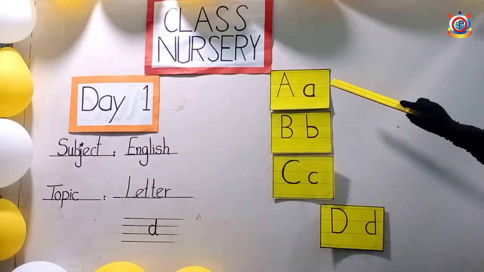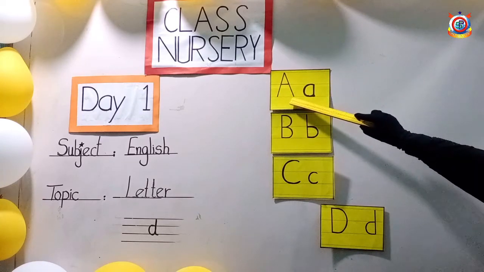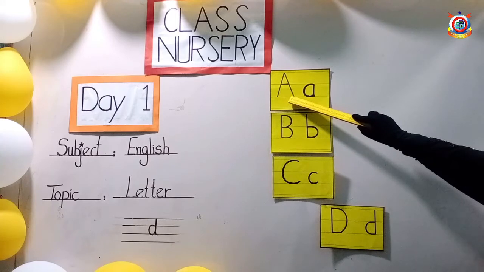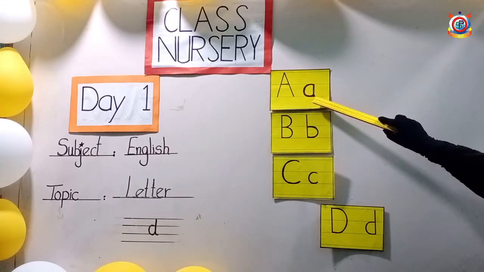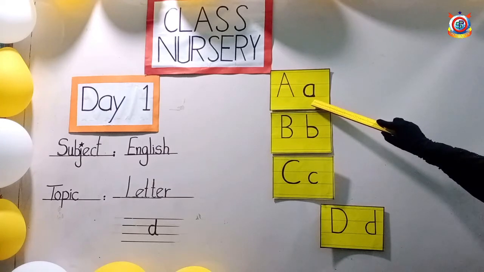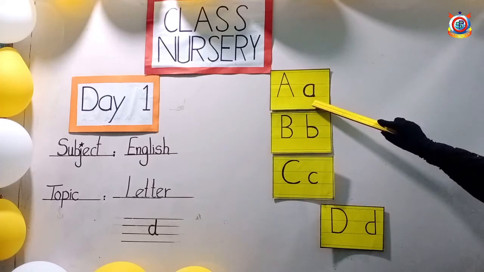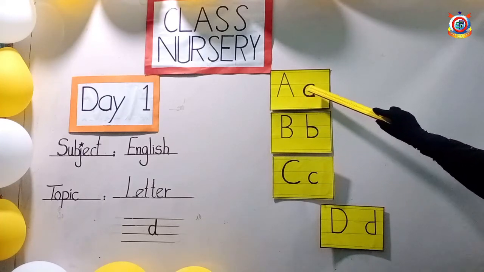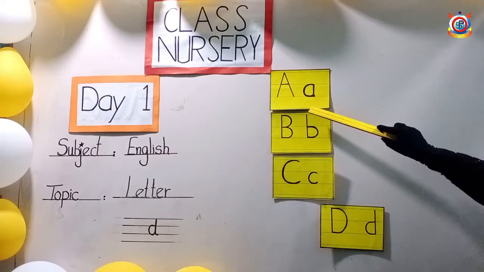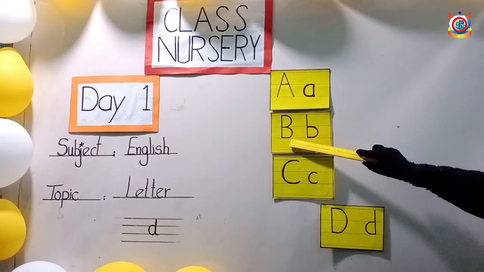Okay, बच्चों मुझे बताएं ये क्या है? What is this? Yes, this is A. What is the sound of A? A. बच्चों मेरे साथ बोले नेम A sound A.